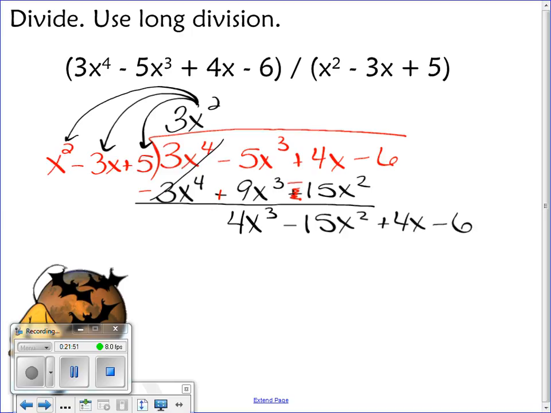Just be careful. When you have things missing, a lot of times your like terms don't line up. So we have to be real careful. When they don't line up, they just kind of join the party, hanging on.